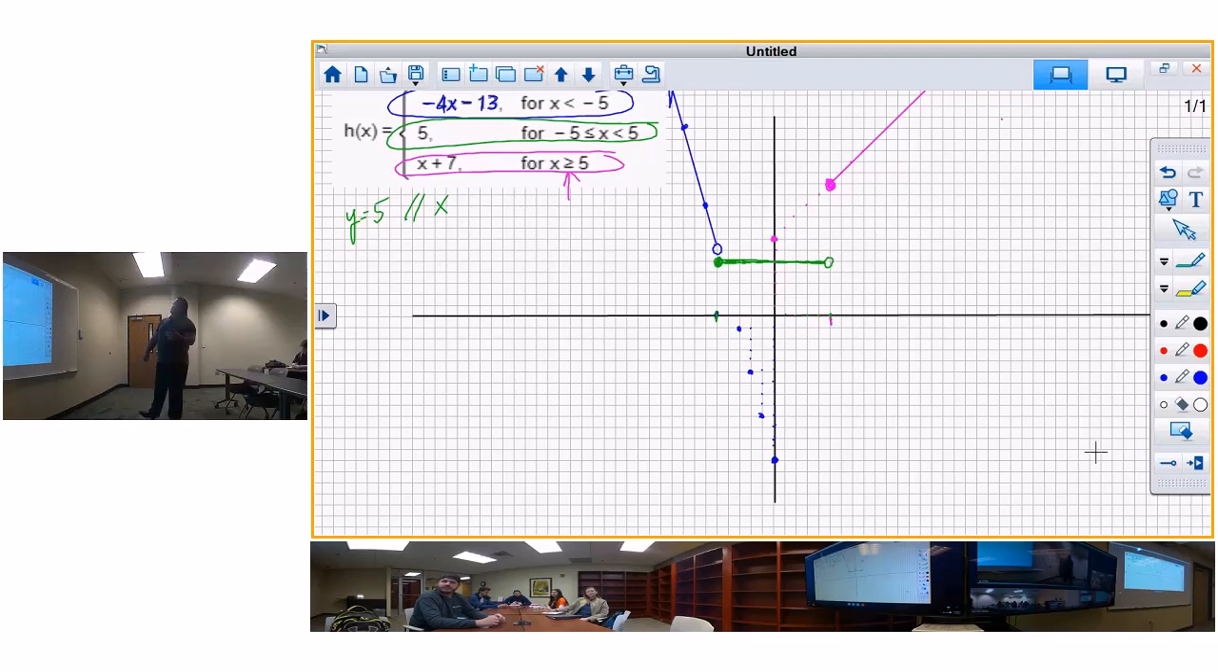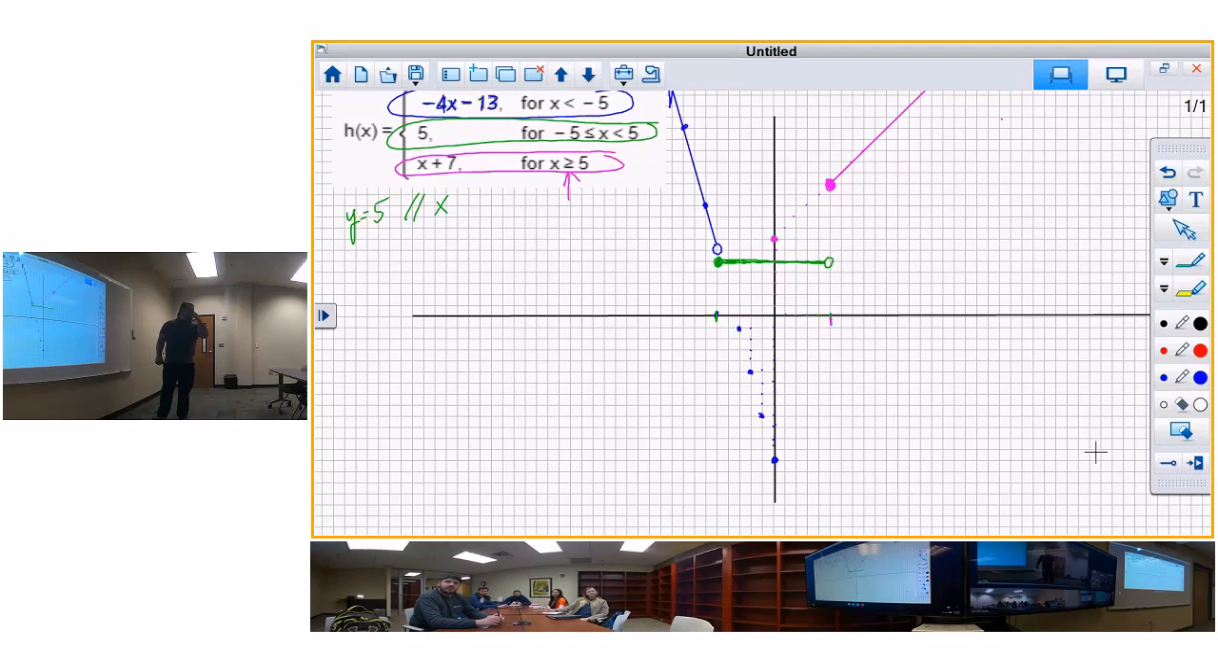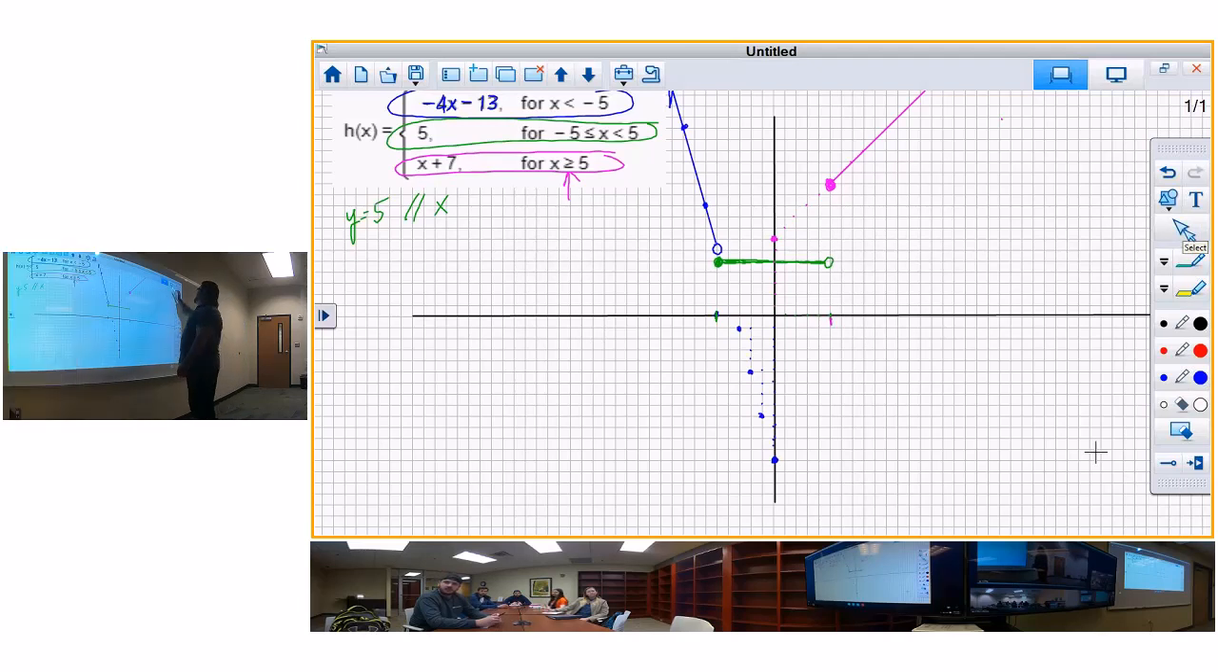Now, what's the percentage of this being on my test? Less than 20%. I don't do piecewise functions. I want you to know how to do them, but you don't see a lot of applications with piecewise functions, so I don't go over them very much. Capiche? All right, so let's go over something else.